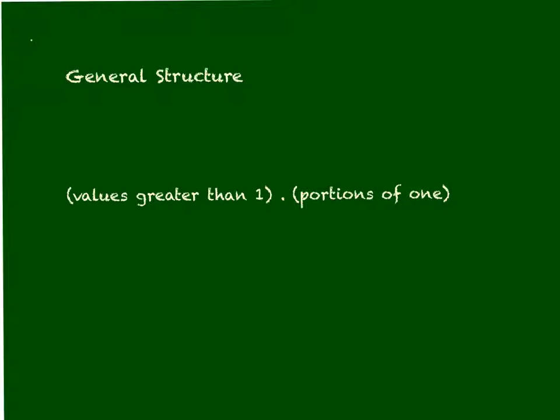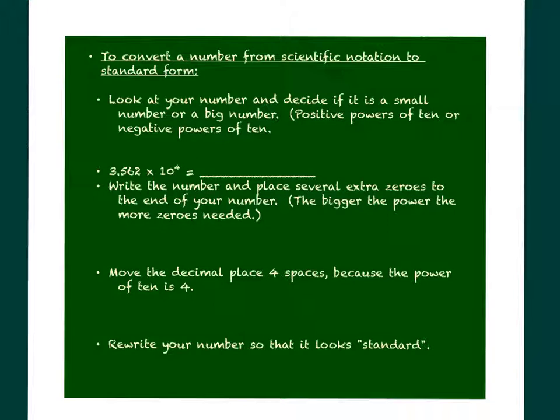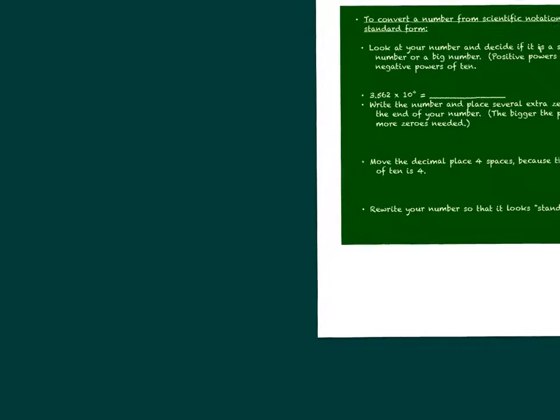So our general structure is we are going to have, with standard notation, values that are greater than 1, and the more numbers in front of the decimal, that's the tens place, and then we always have portions of 1 after that. So just think about our normal numbers that you've been working with, and that is what we're talking about when we talk about standard notation. So we are converting from scientific notation to standard notation. So here's what I like to do and how I like to look at it.